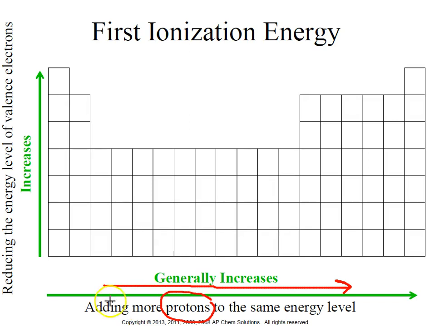If we are looking up and down on the periodic table, the ionization energy increases as we move up the periodic table. This is because as you move up, you reduce the energy level of your valence electron, so that's reducing your distance. If we think about Coulomb's law, we know that distance squared is in the denominator. So if the distance decreases, then the force of attraction is going to increase, making that electron more difficult to remove.